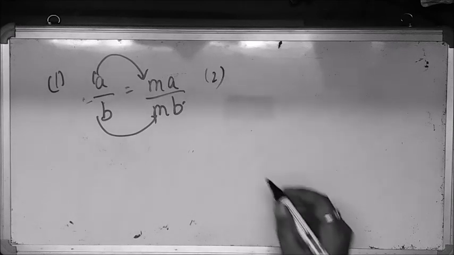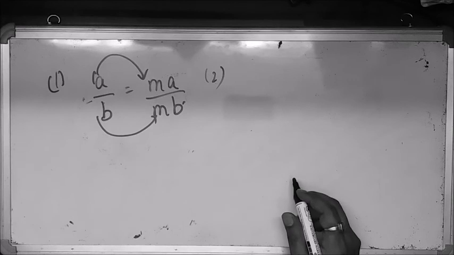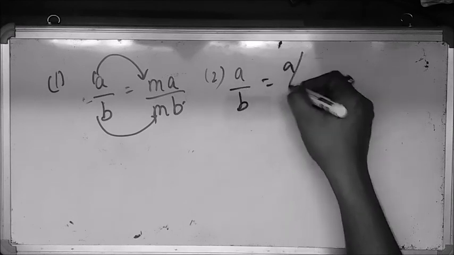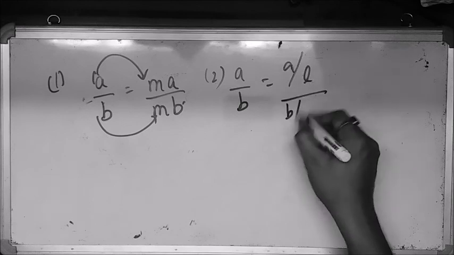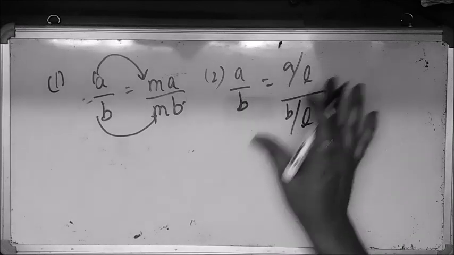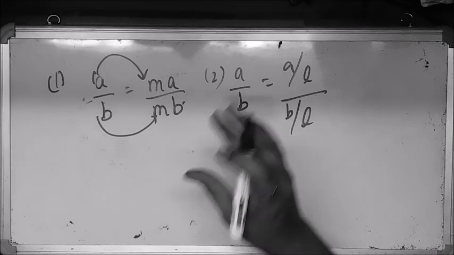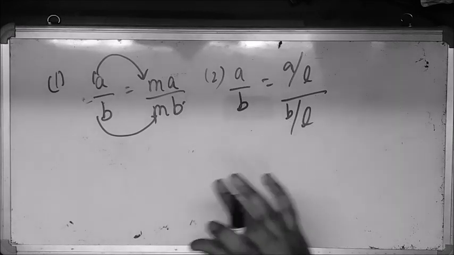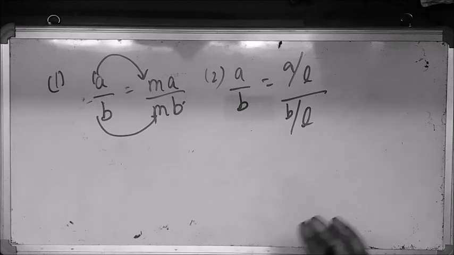The second property is, even if you divide it by the same constant, suppose I divide it by L, still the value remains the same. So if we multiply both numerator and denominator with the same quantity, the value remains the same. If you divide numerator and denominator by the same quantity, the value remains the same. Right?